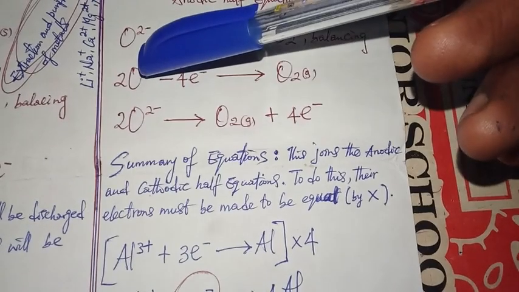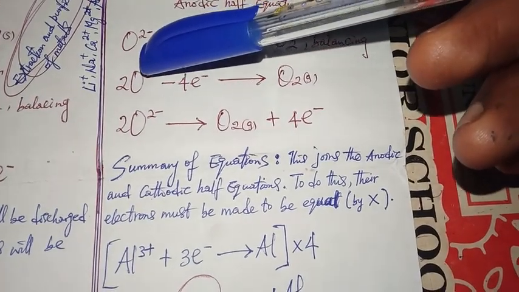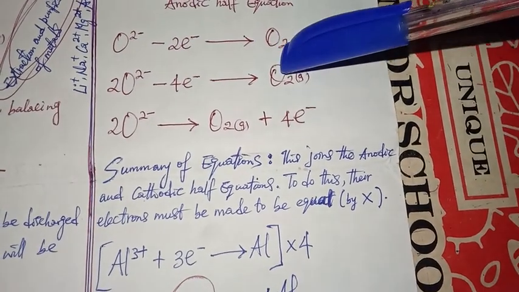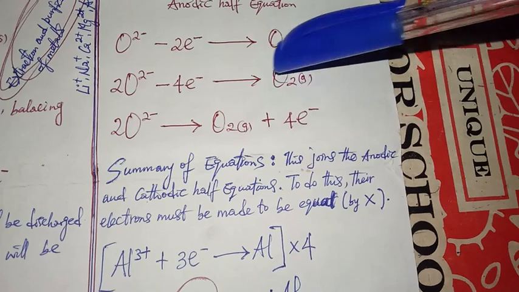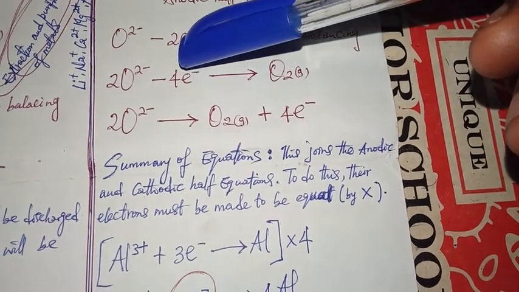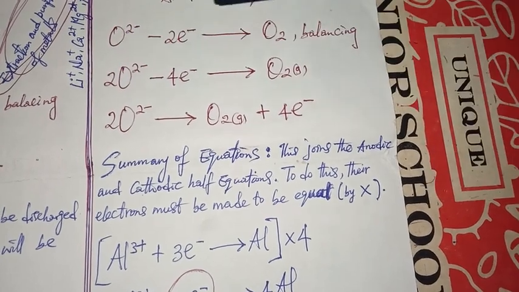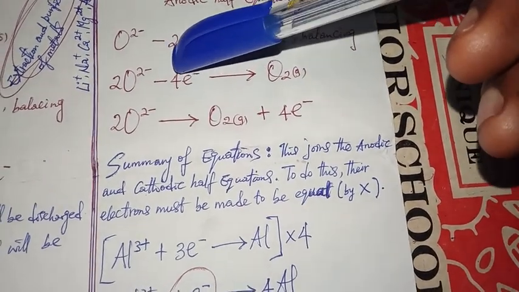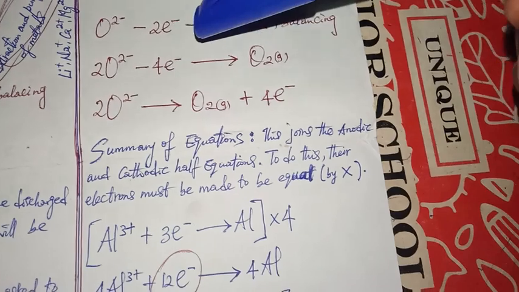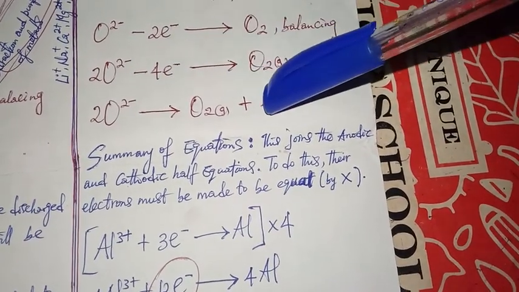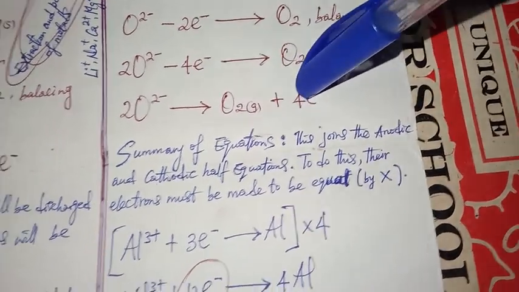Putting this 2 here simply means each of the oxygen will lose 2 electrons to form oxygen gas. So that simply means that the total number of electrons lost for 2 oxygen anions to be converted to oxygen gas is going to be 4 electrons. I'll bring this minus 4 across, it becomes plus 4.